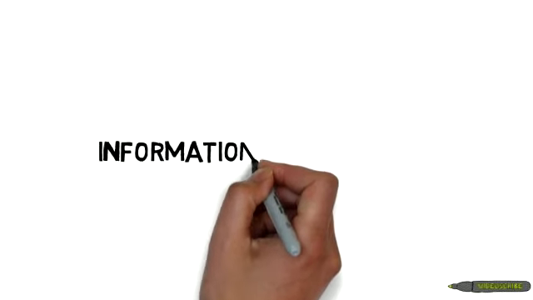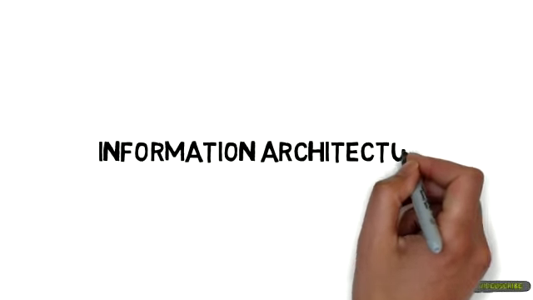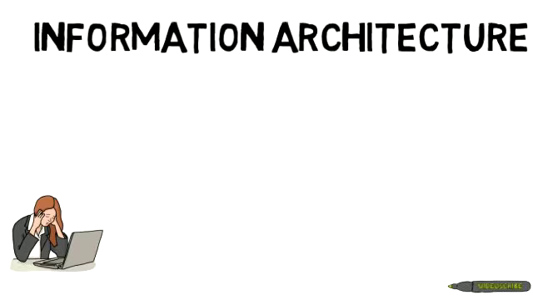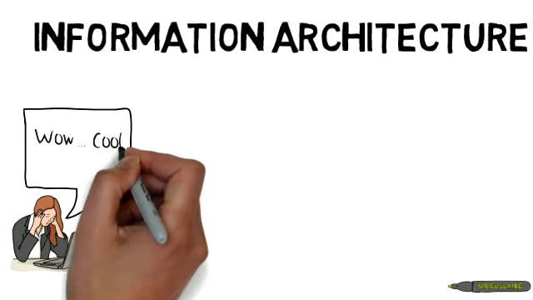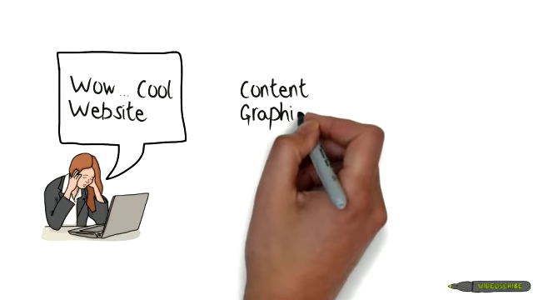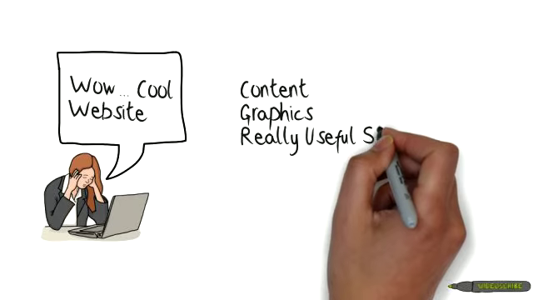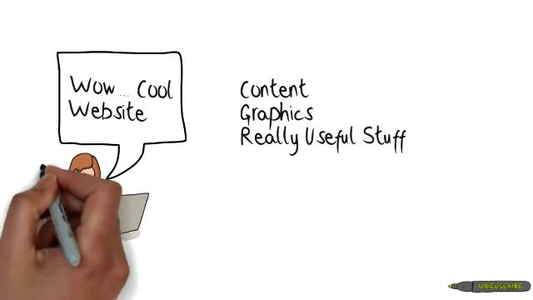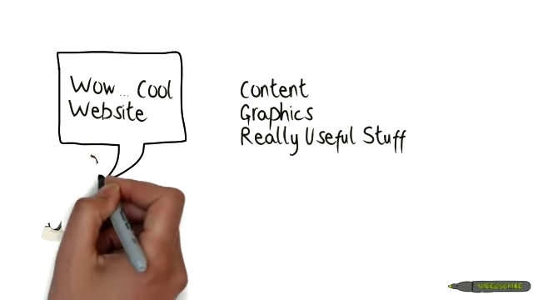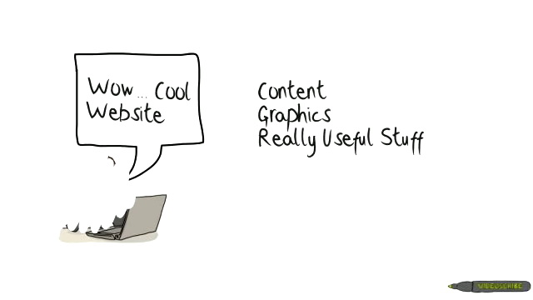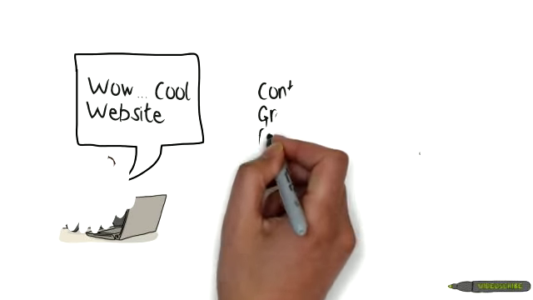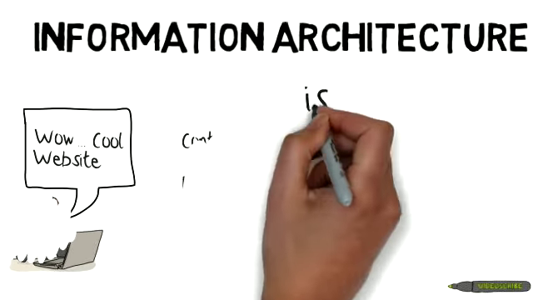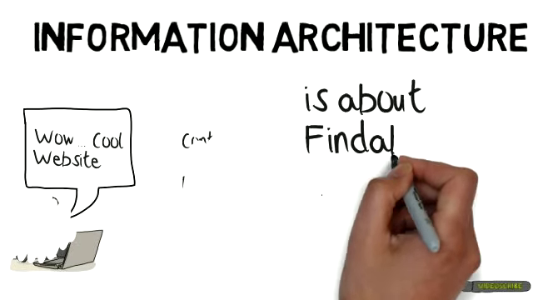I'm going to do 5 minutes on information architecture, particularly with regard to intranets. So let's start by imagining a really great website, good content, brilliant graphics, packed with really useful stuff. But here's the rub. Hardly anyone can find it. The few that do can't find their way around it to all that really good stuff. And this is the problem that information architecture addresses. Information architecture is about findability.